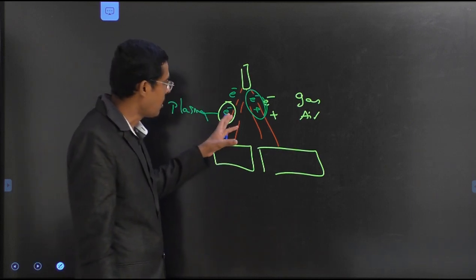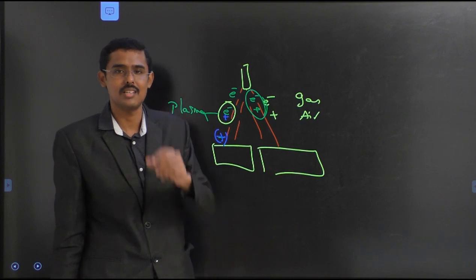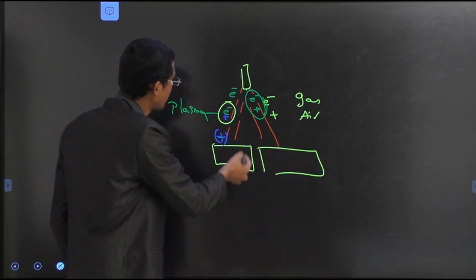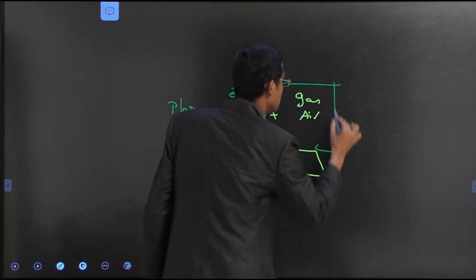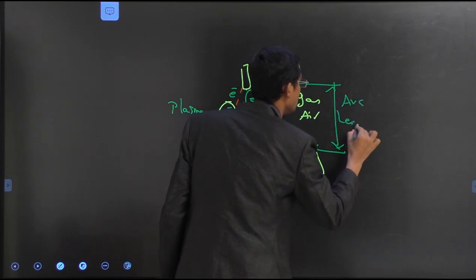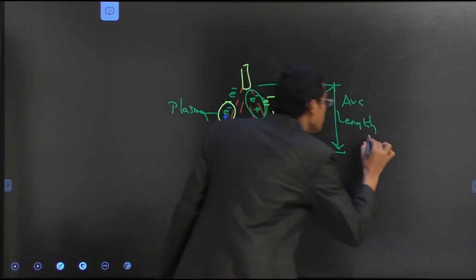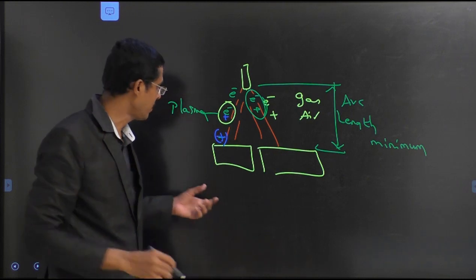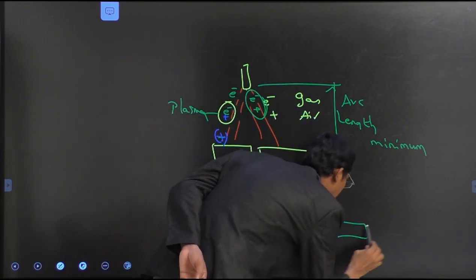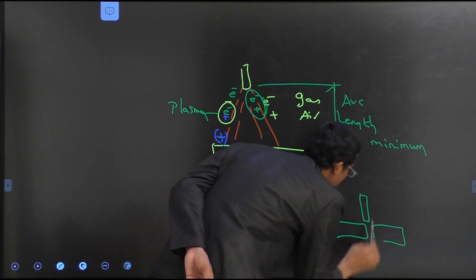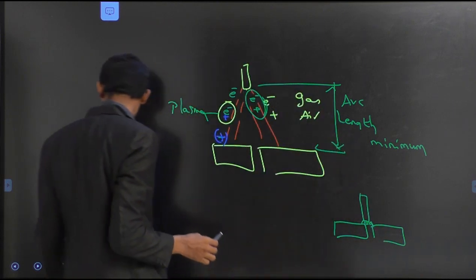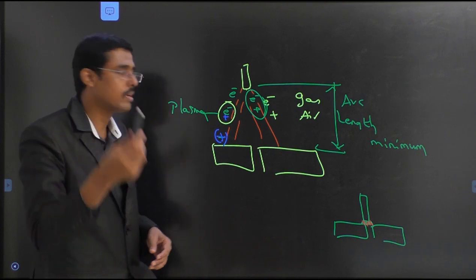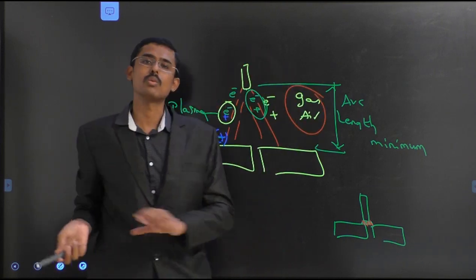So these gases also contribute changes in the heat, and this also has to be considered. That is why I am saying the electrode arc length should be maintained at a minimum. By maintaining a small gap, I can create the arc, and there will be no disturbance from these gases and air molecules.